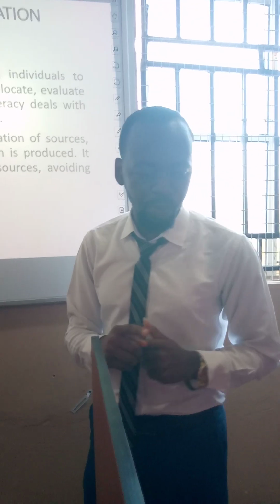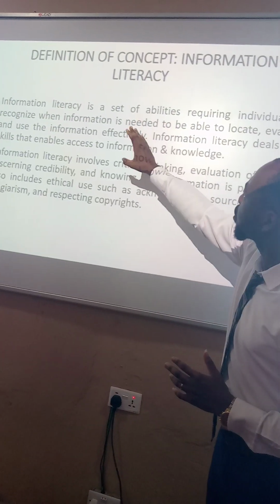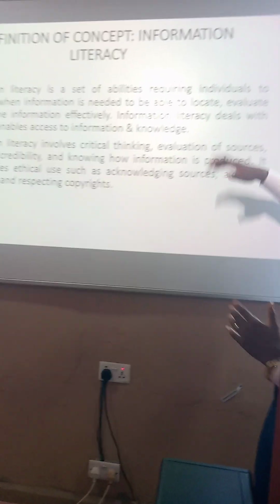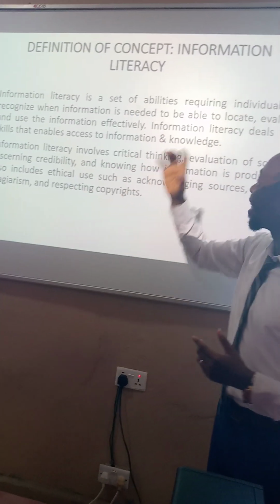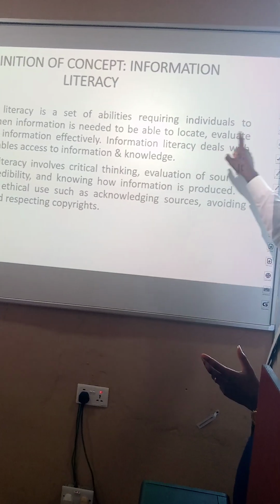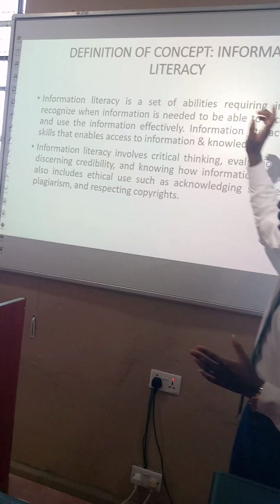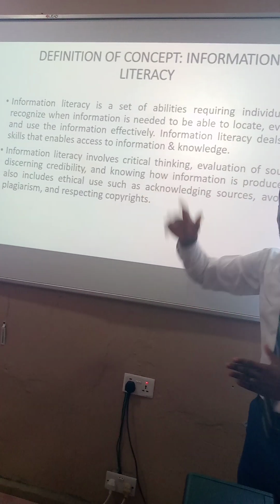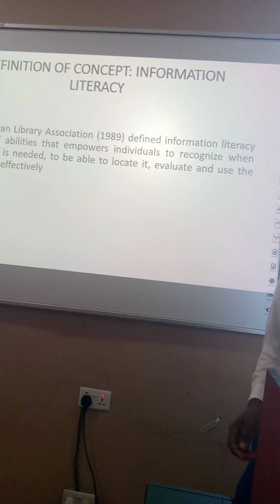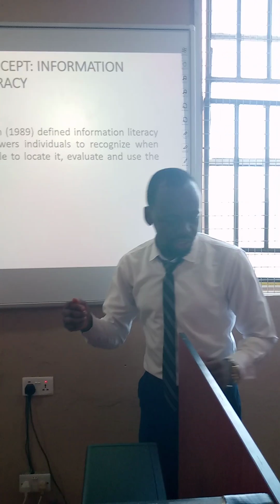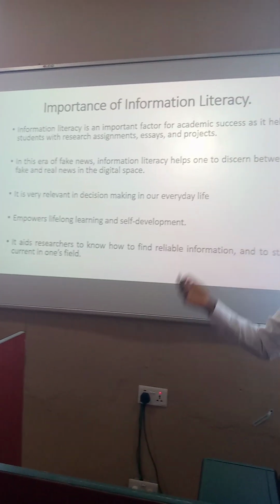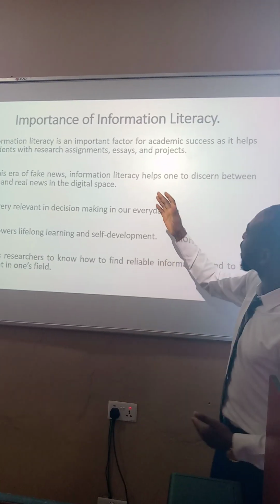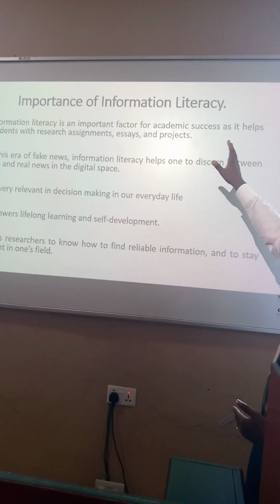Very quickly, we want to move to the key thing there. Information literacy is a set of skills or abilities that an individual requires to be able to recognize when information is needed, to locate it, evaluate it, and use that information effectively. It involves critical thinking and a lot of things like that. According to the American Library Association, this is one of the definitions, not very important for us at this moment. So we're going to look at the importance of information literacy.